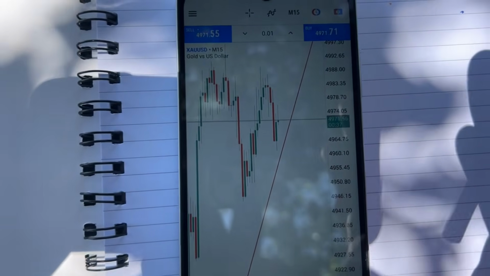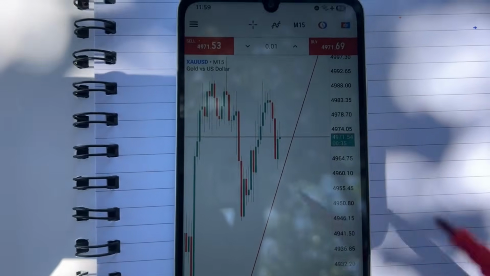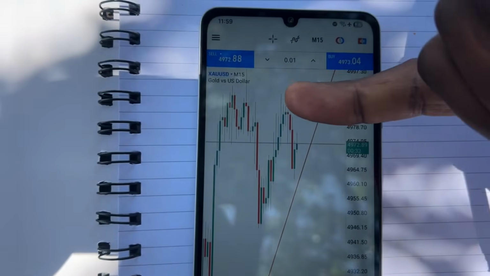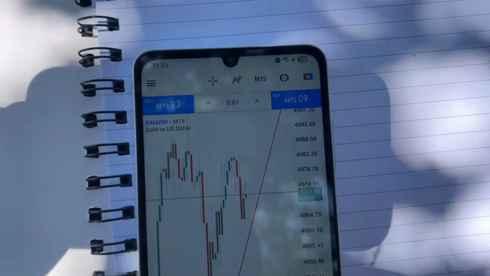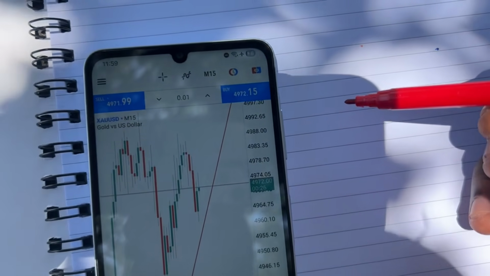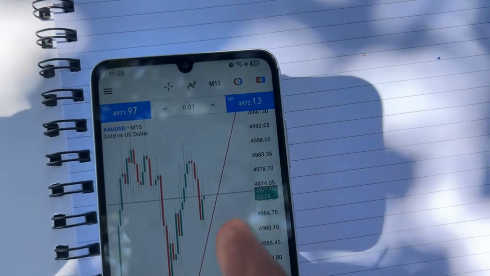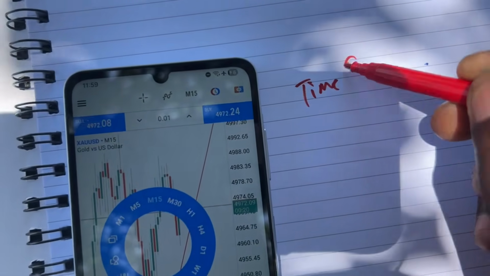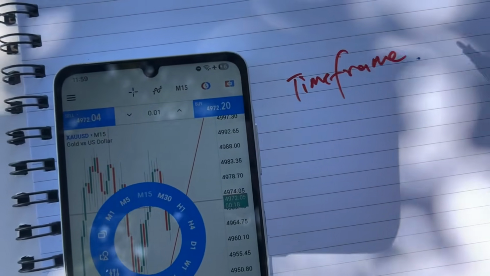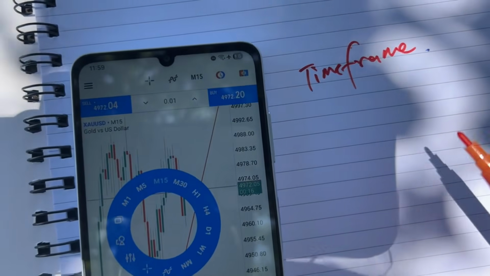But you got to be careful how we use this time frame. Let's understand how we use this time frame. Now, let me press here on an empty space. Time frame. Let's look at the time frame.